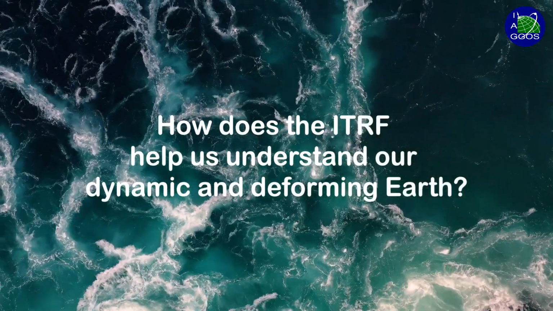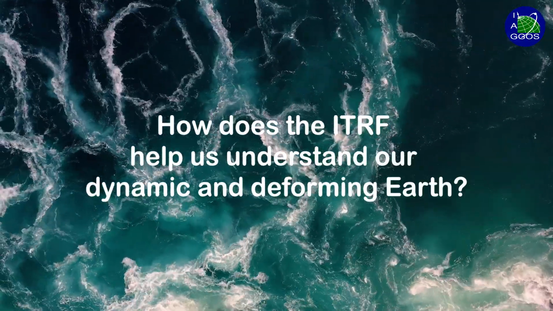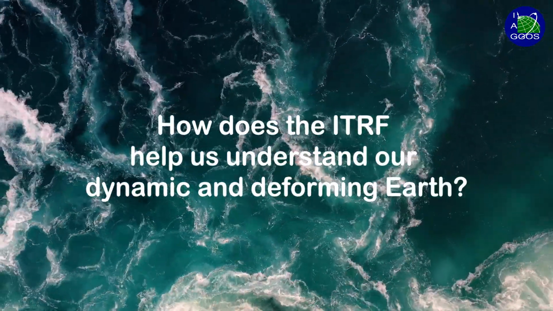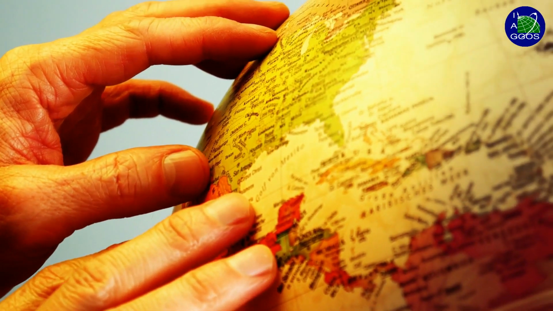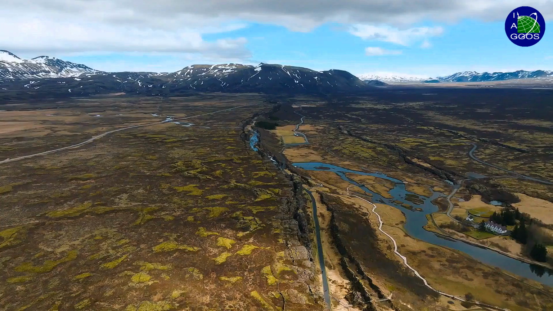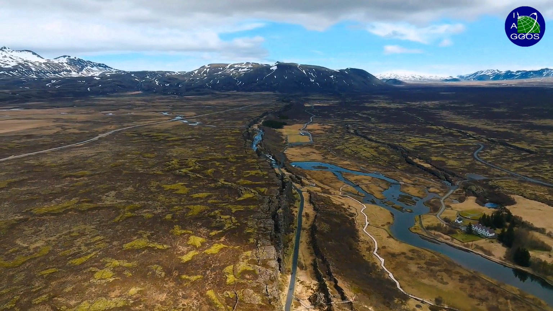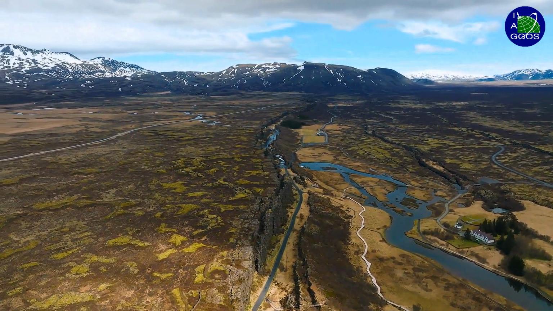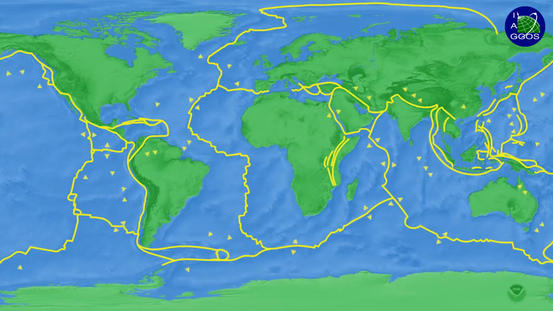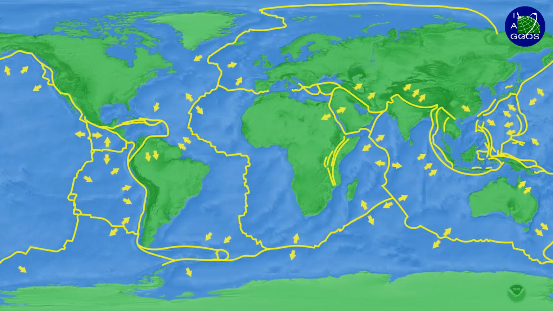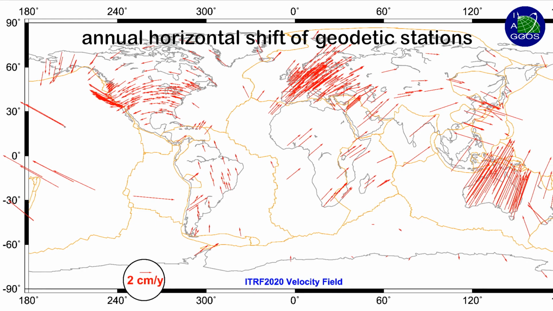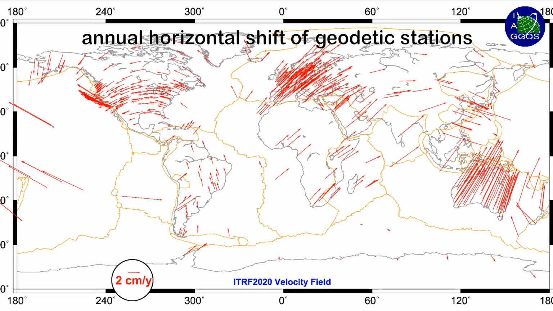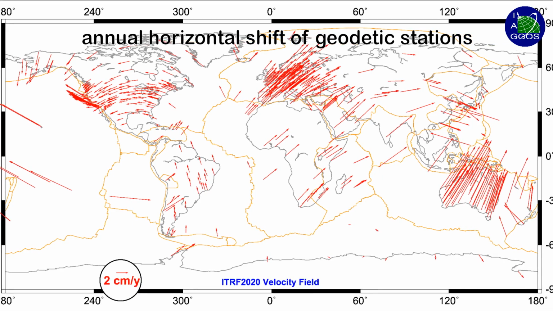How does the ITRF help us understand our dynamic and deforming Earth? Coordinates in the ITRF are time-dependent due to the constantly occurring changes in our planet's shape. These changes are caused by a number of geophysical processes, such as plate tectonic motions, and are illustrated by the horizontal station velocities of the ITRF solution.